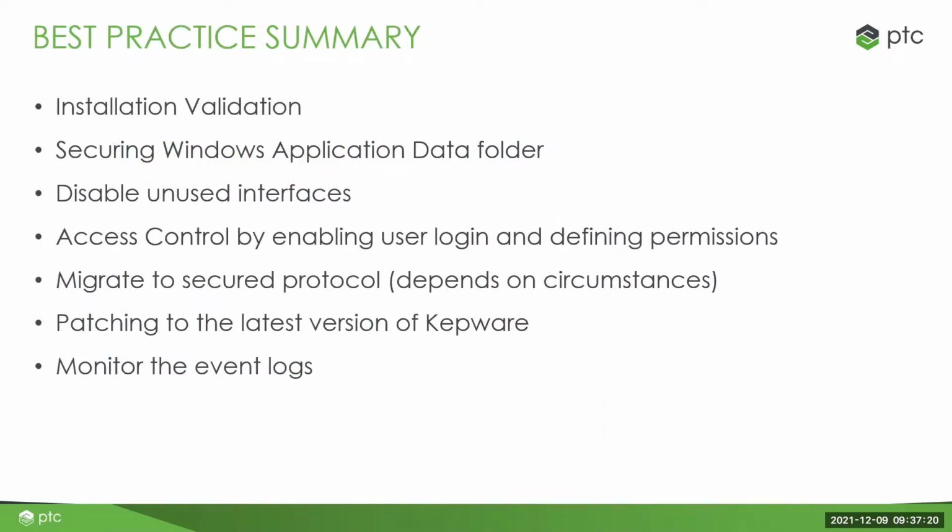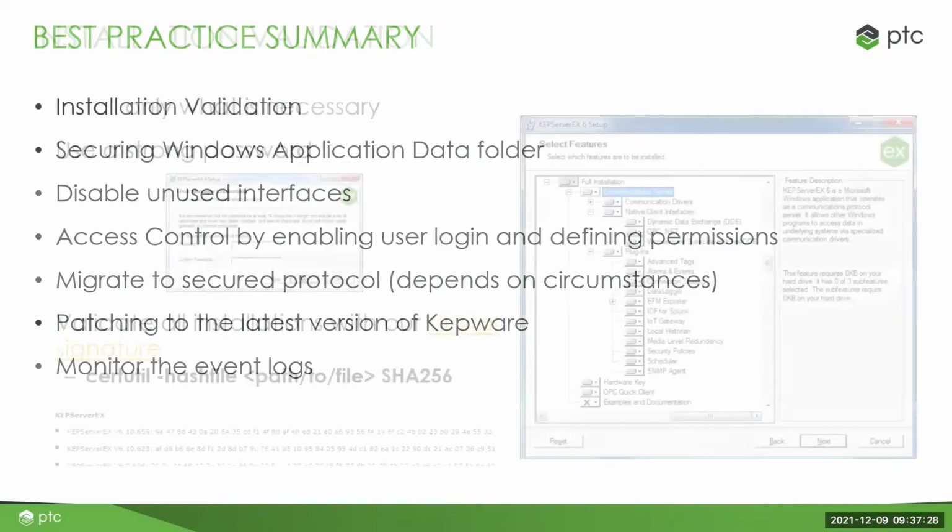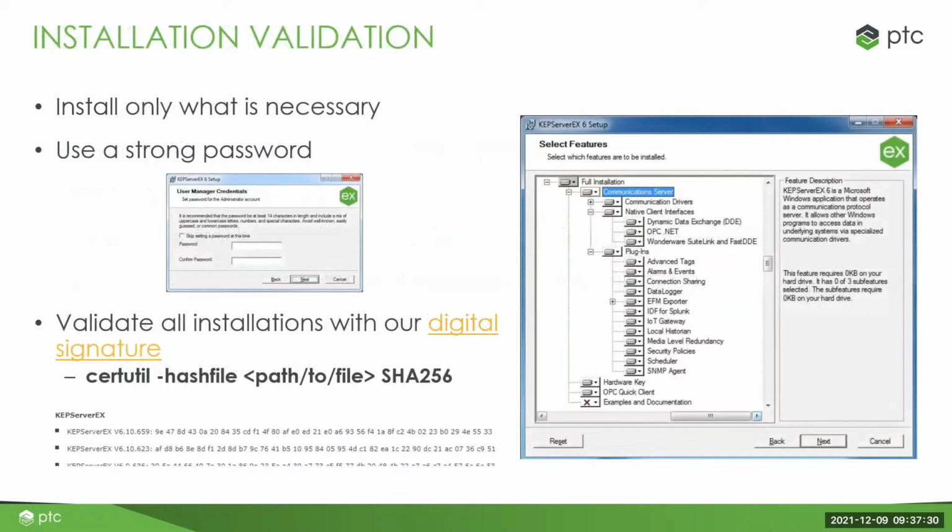The best practice summary is outlined in this particular deck. You can see that this is pretty much what we are telling you to do. The first thing is called installation validation. Only get an installation from official sources. If you have to share the installers around the company, make sure you do a hash file check to confirm that the file you get has the same signature as what we have released.